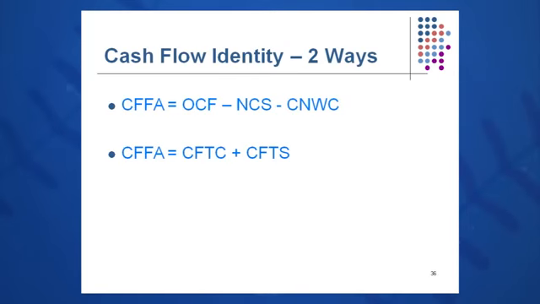Two ways to calculate this cash flow identity. Cash flow from assets equals OCF minus NCS minus CNWC. That's operating cash flow minus net capital spending, the amount I spent on property, plant, and equipment, minus change in net working capital, which is the amount I tied up in current assets minus current liabilities. And as I said before on the last slide, the other way to calculate cash flow from assets, or free cash flow, is cash flow to creditors plus cash flow to stockholders. Cash in equals cash out.